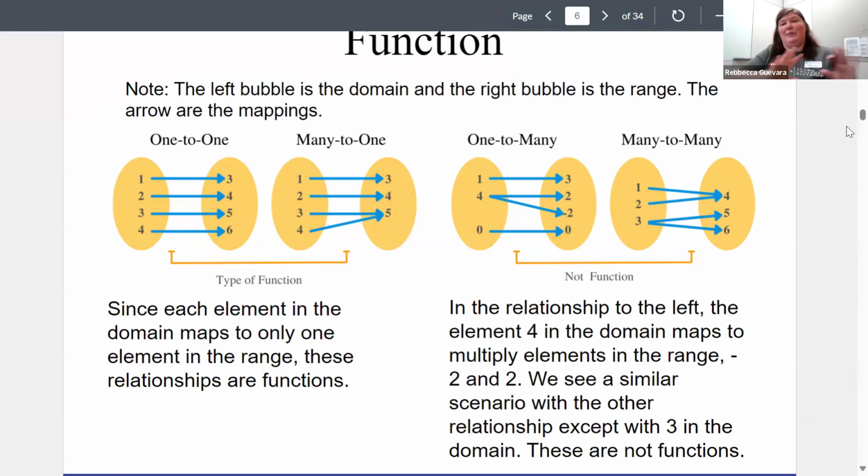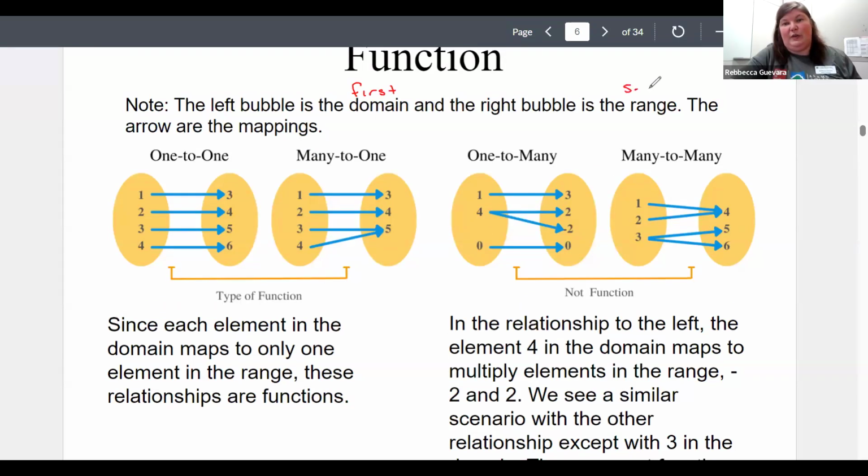So usually when we talk about domain and range, domain is what comes first. So left, right, up, down, domain is almost always first, and range is almost always what comes second. And our arrow is going to be our mapping, or what we've been calling correspondence. I have a tendency to use mapping because that's what we called it when I learned all this.